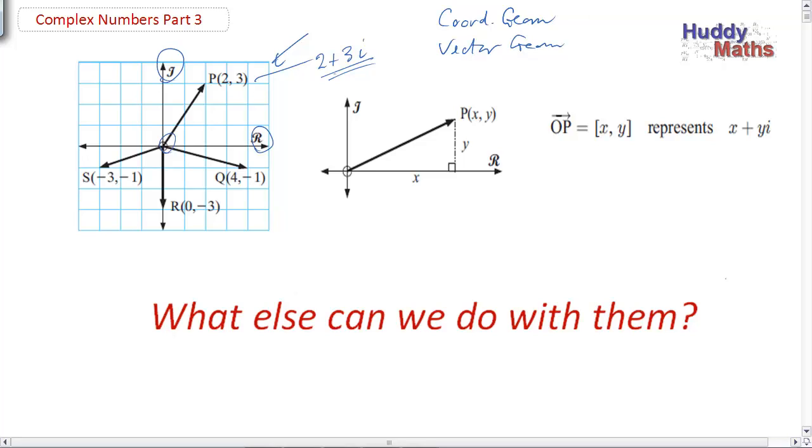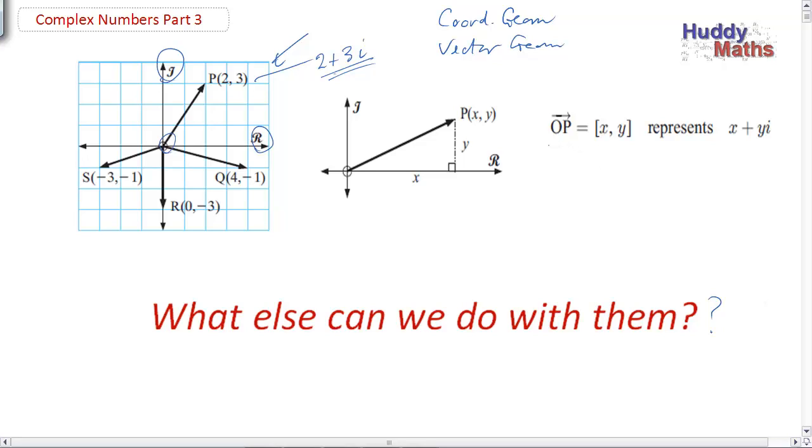What else can we do? Look at this question down here. What else can we do with them? Well, it's going to get very exciting. You're going to be amazed at how this is going to actually just blow up, and we're going to have a lot of excitement with the things we can do with complex numbers.